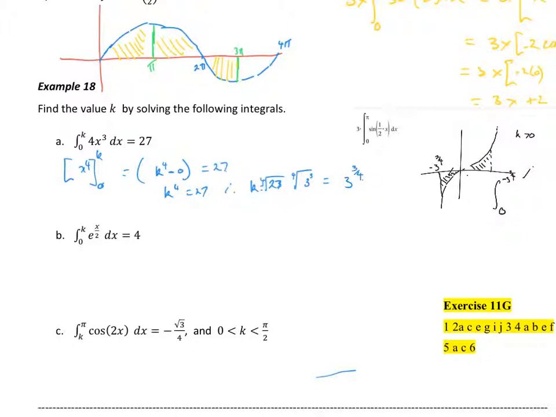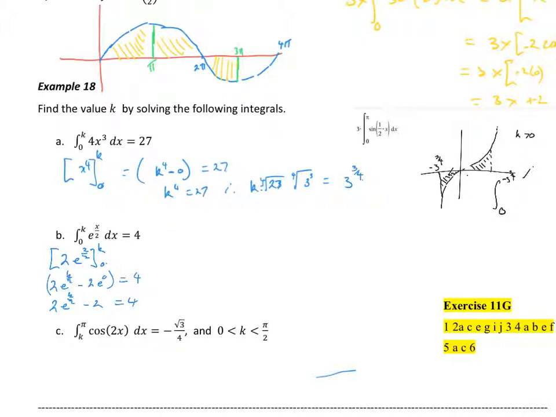Let's go to B. B just says same thing, antiderivative. So we get the antiderivative of e to the half x, 1.5 is 2. So 2e to the x on 2 between k and 0. Substitute k in. 2e to the k on 2 minus, substitute 0 in. And that's equal to 4. So 2e to the k on 2 minus 2 is equal to 4.